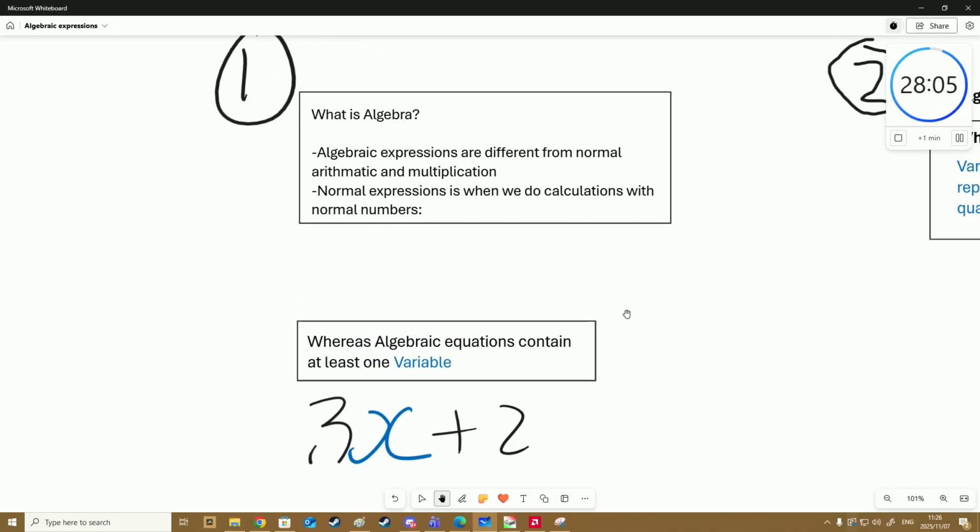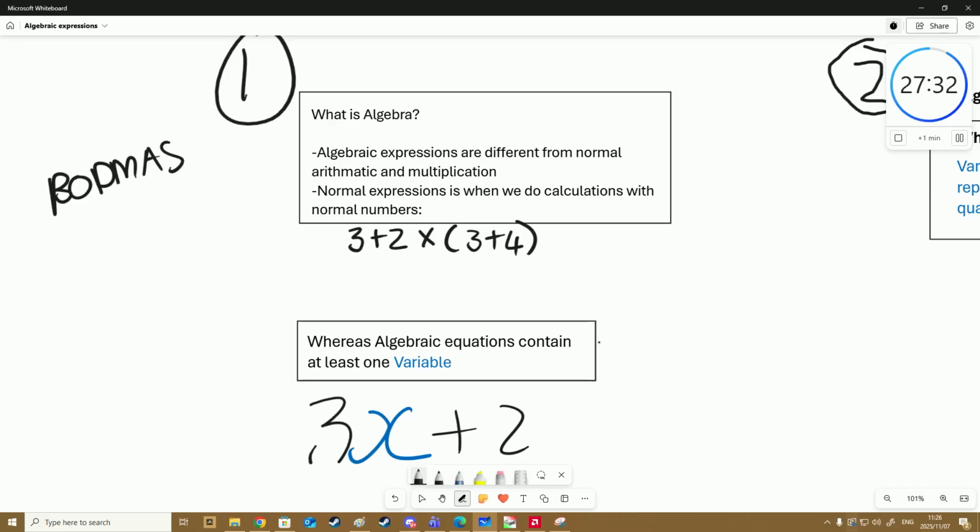So what is algebra? Algebraic expressions are different from normal arithmetic and multiplication. Normal expressions is when we do calculations with normal numbers. So, if I give you an example, let's say 3 plus 2 times 3 plus 4. What your first instinct should be over here is that we are going to be using BODMAS. So the order of operations.